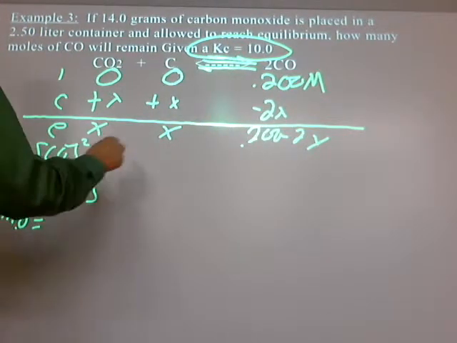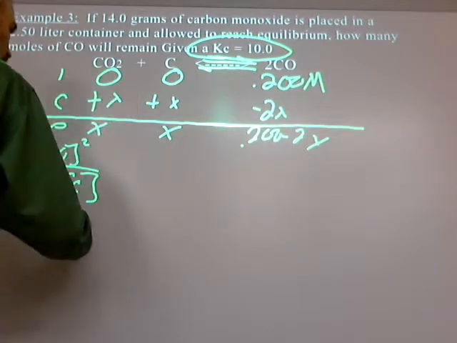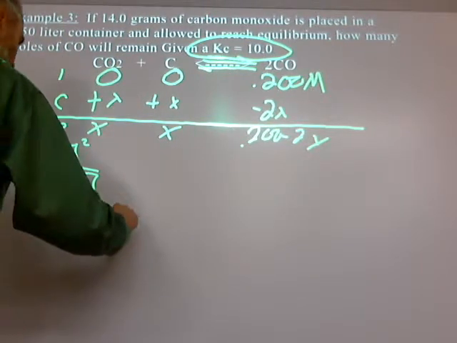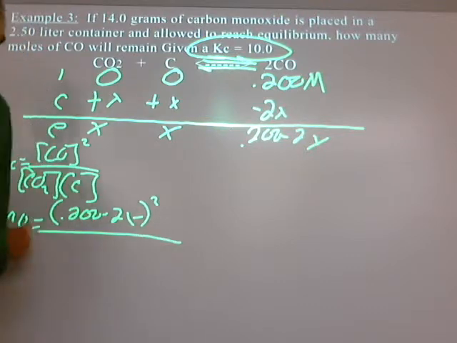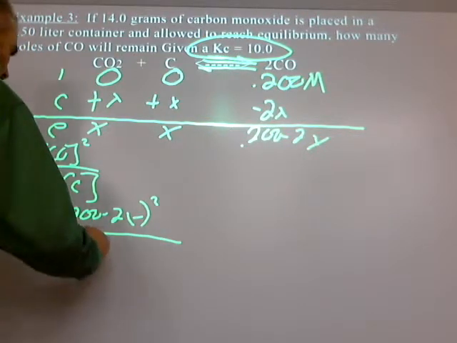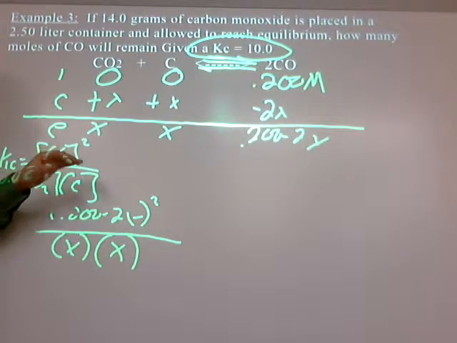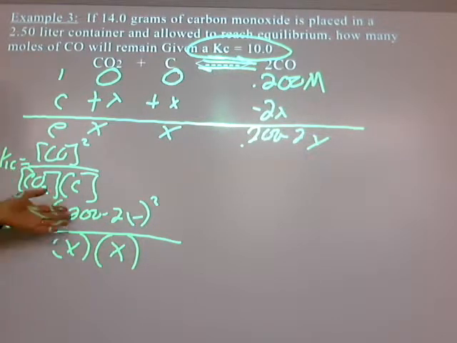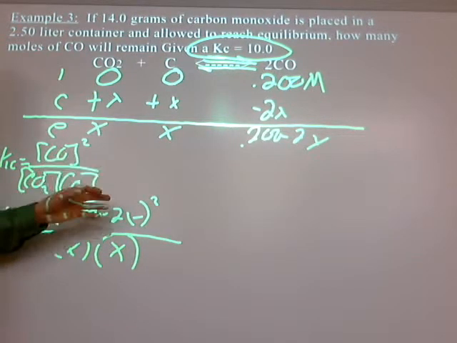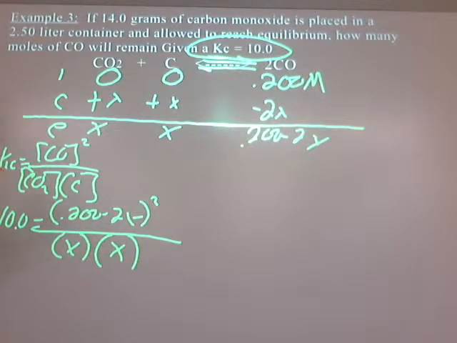I know CO is 0.200 minus 2x quantity squared. And I know these guys are x and x. Now, why did I do it this way? Why did I tell you this was an easy one? Well, let me stop right here for those of you who don't remember from yesterday. Some of you are probably thinking, okay, now I've got to square that binomial, first, outer, FOIL, all that stuff. No. Why not in this case?